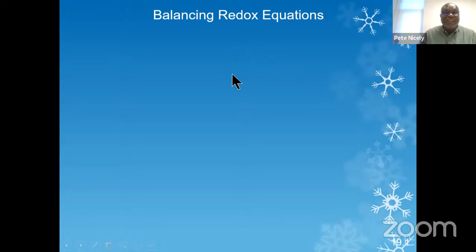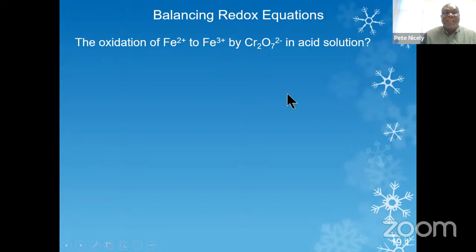So what I'm going to do is go through the steps using a particular example. I'm going to go through it slowly so that we all can follow. And then we're going to go into some other examples, all right? So this is how we go about balancing redox equations. So the first thing here, we're going to use this example, a reaction where Fe2+ is oxidized to Fe3+ by dichromate in an acid solution.